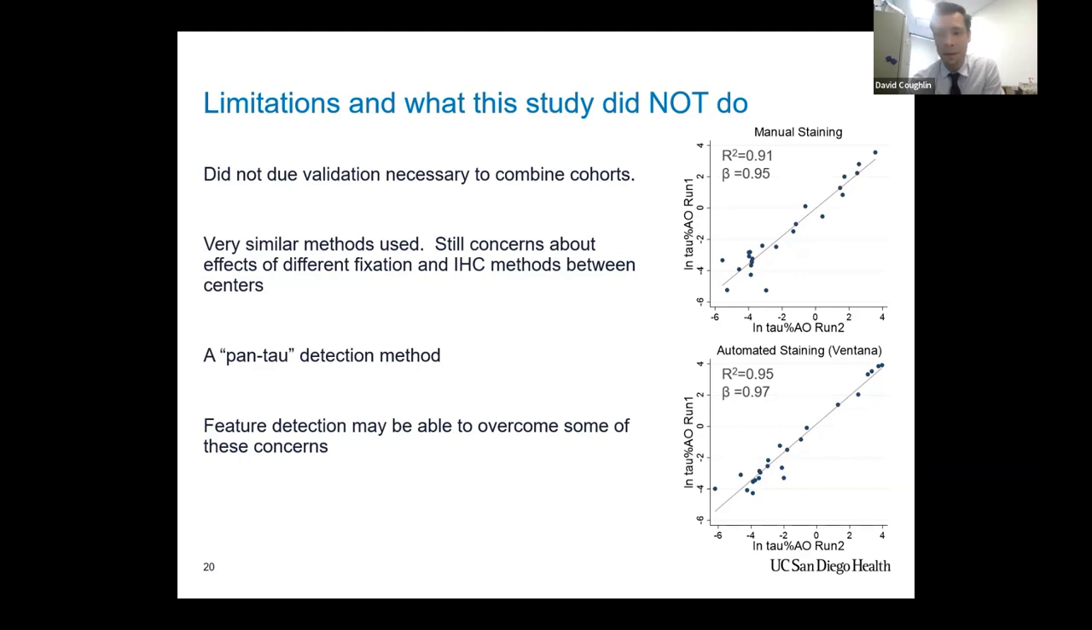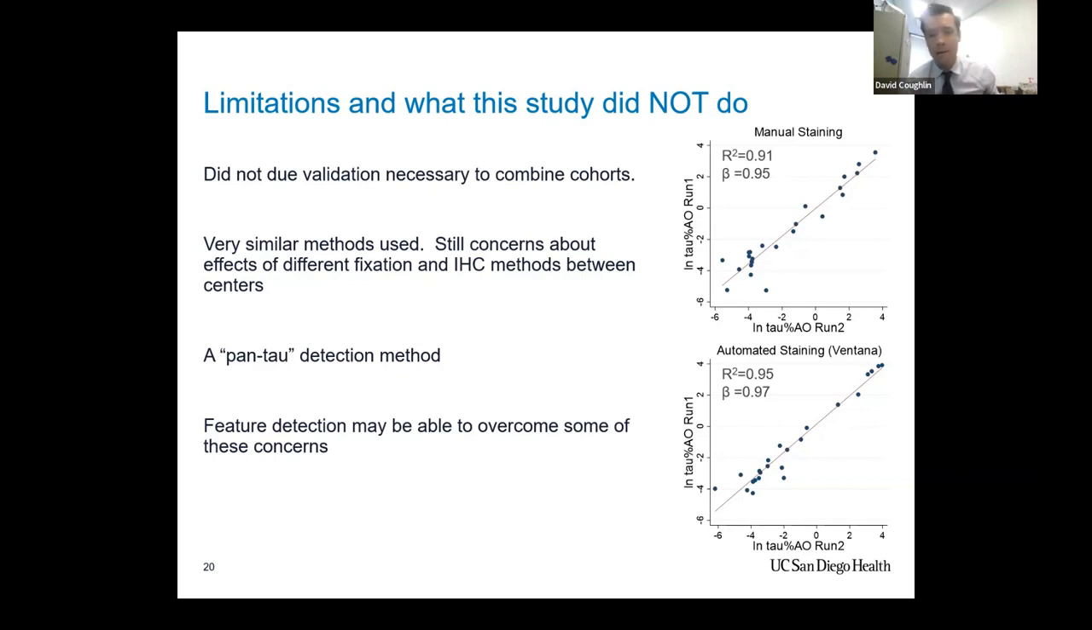We were using the same antibodies. There are certainly different fixation and processing things between our different centers, but we're using very similar immunohistochemical approaches and the same software package and digital pathology approach. But I think if we were going to scale further, there would still be concerns if we were going across different sites where maybe the methods were a little bit more disparate.